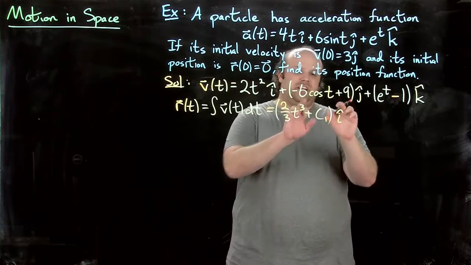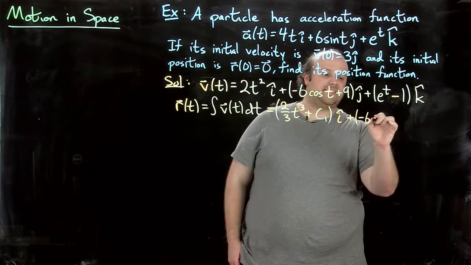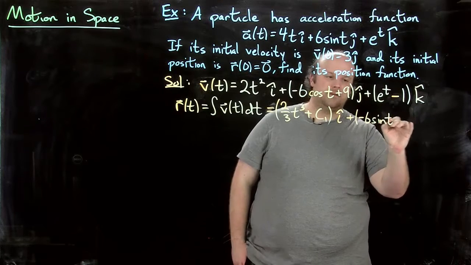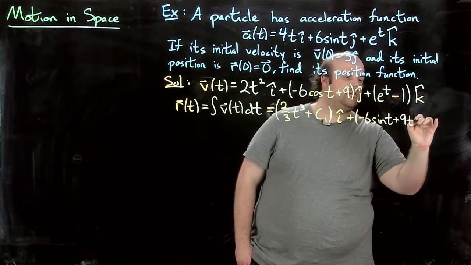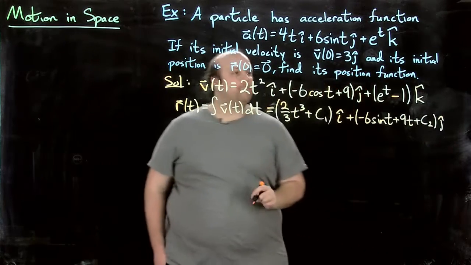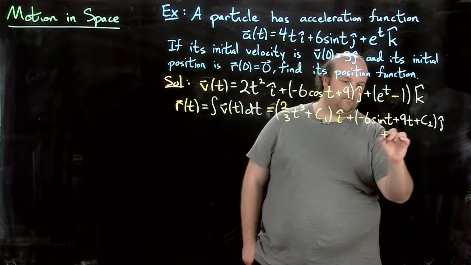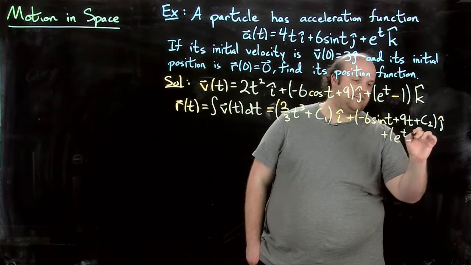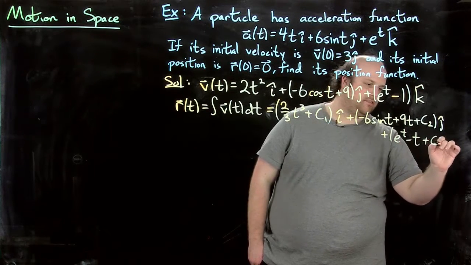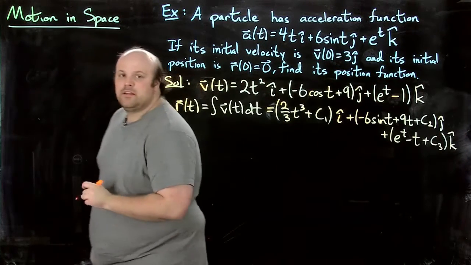Let's integrate the j component. That'll give us plus negative 6 sine of t plus 9t plus c2 j. And then integrating the k component, e to the t minus t plus c3.